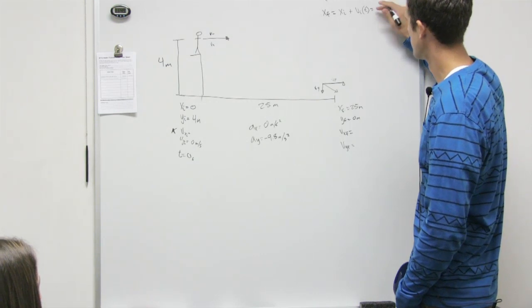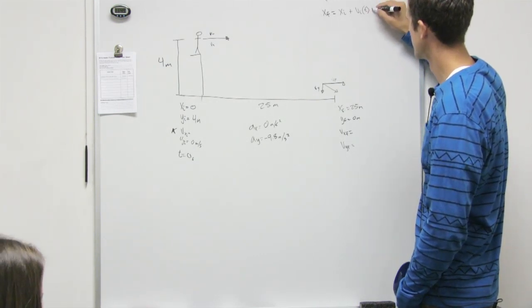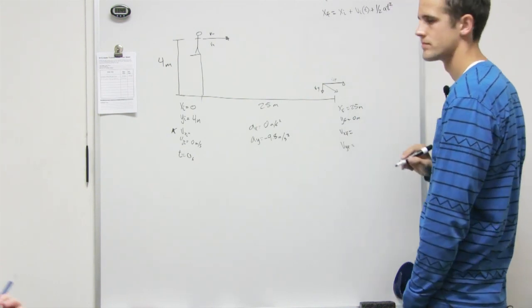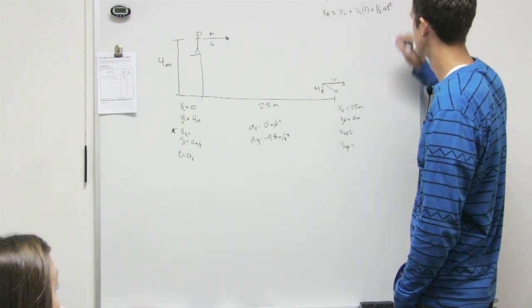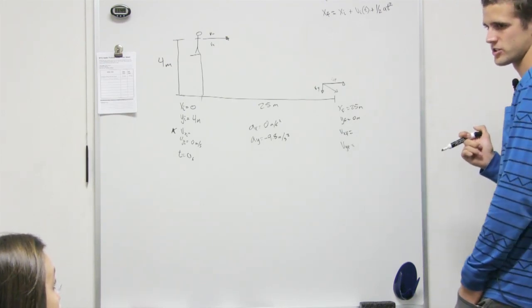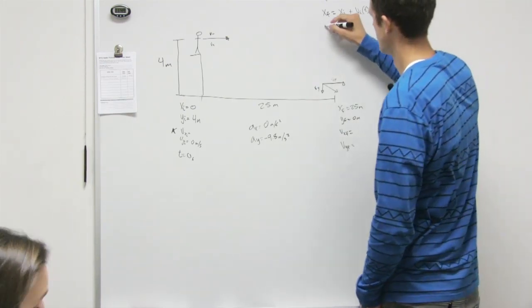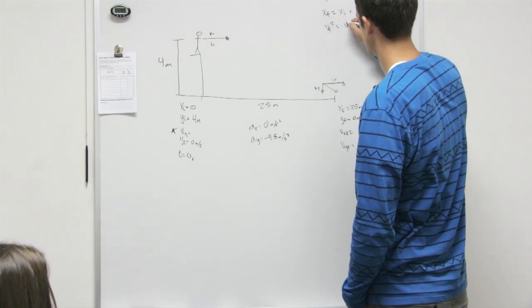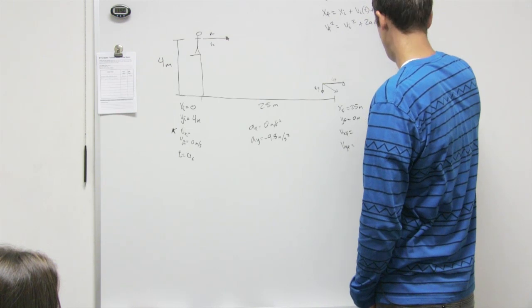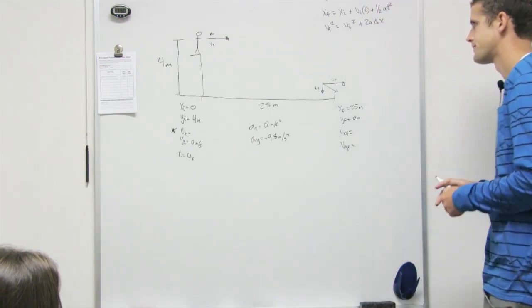And then you have to add those. Then you have to add what changes because of acceleration. And the other one is just basically memorization. It's the squared ones. So you have v final squared equals v initial squared plus 2a change in x. Okay.